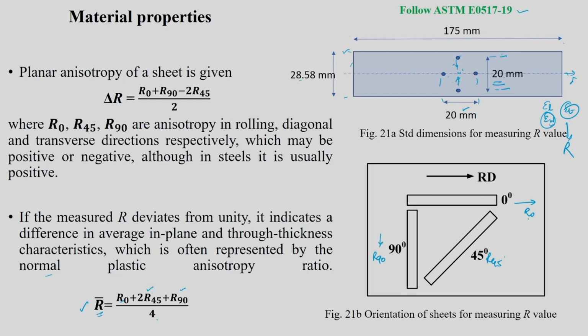So you calculate R0; you have to test it separately: 2 width strain divided by 2 thickness strain. You do a separate test again in this direction, so you will get a different value. In the 45 degree direction again you get epsilon w by epsilon t. So now you have 3 values, right? Substitute in this formula, you will get R bar.